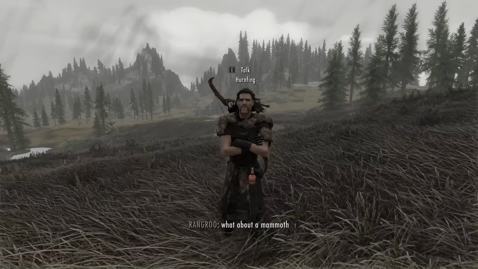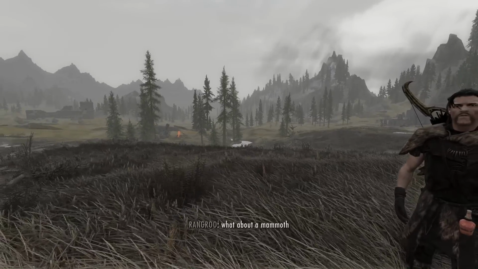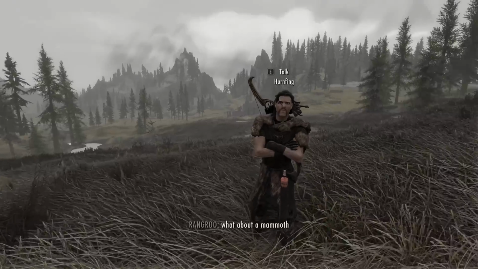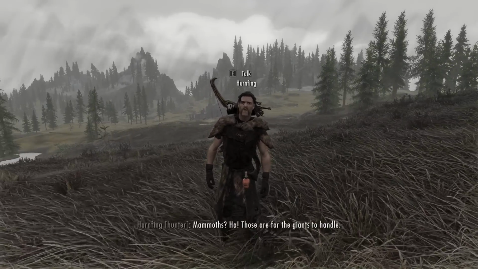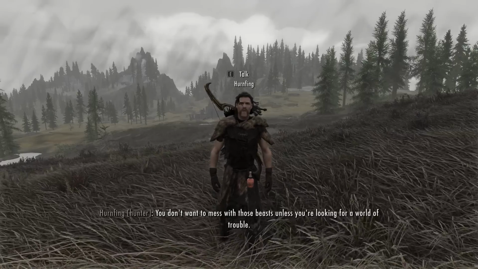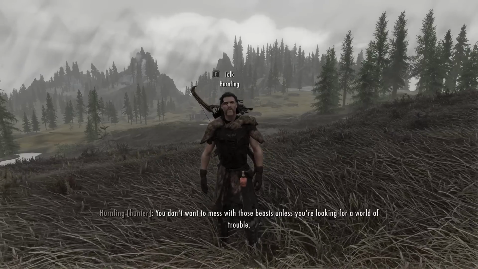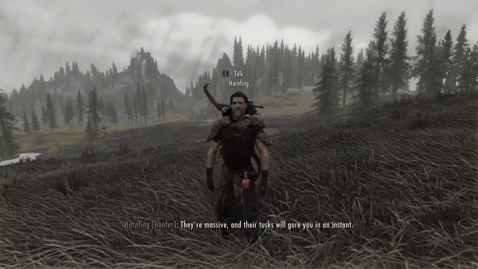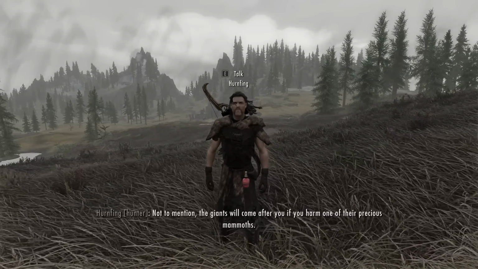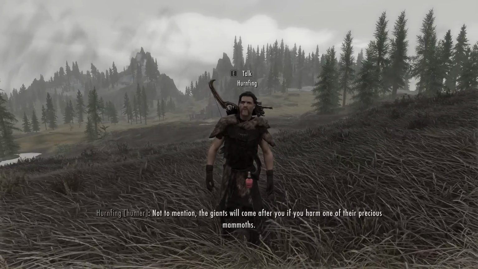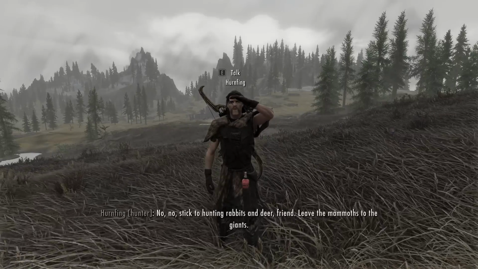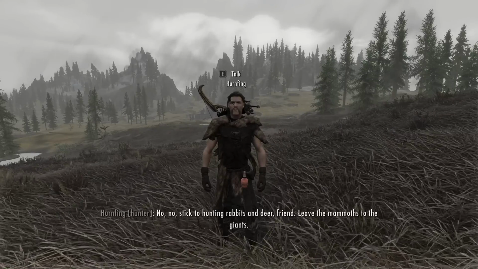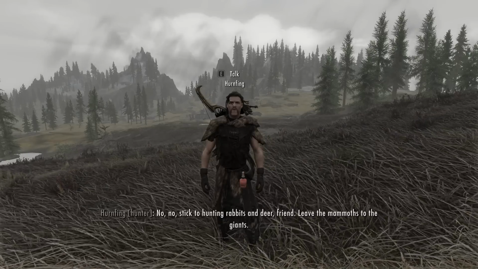What about a mammoth? Mammoths? Ha! Those are for the giants to handle. You don't want to mess with those beasts unless you're looking for a world of trouble. They're massive, and their tusks will gore you in an instant. Not to mention, the giants will come after you if you harm one of their precious mammoths. No. Stick to hunting rabbits and deer, friend. Leave the mammoths to the giants.